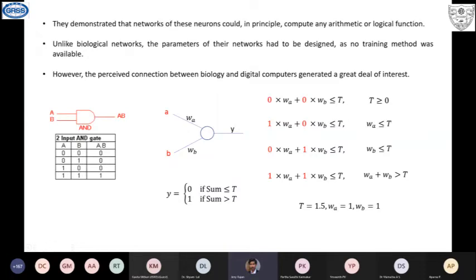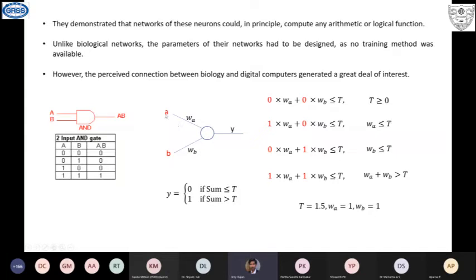This is what we have to calculate, right? The parameters in this model are WA, WB, and T. We have to come up with the optimal values of these parameters to make this neuron act like an AND gate. We know that this neuron should fire only if A and B are 1. In all other cases, the output should be 0.